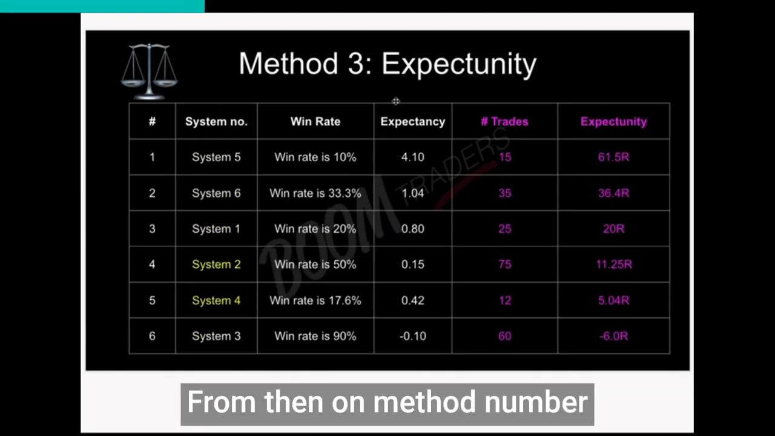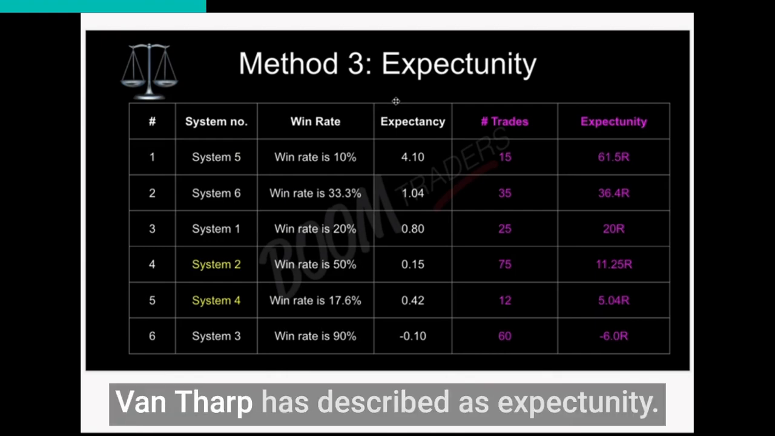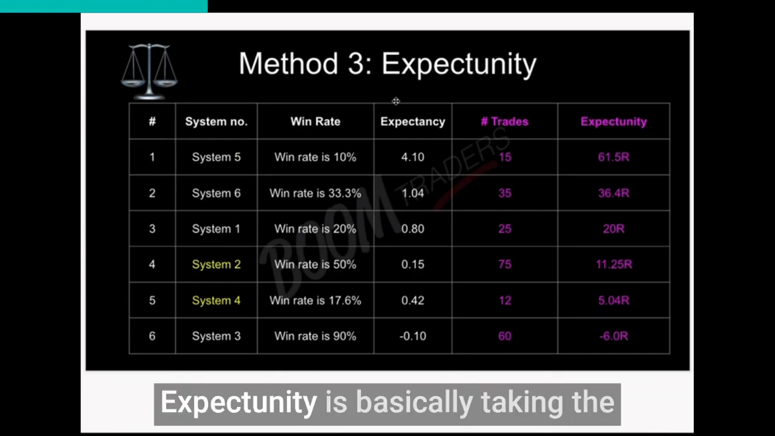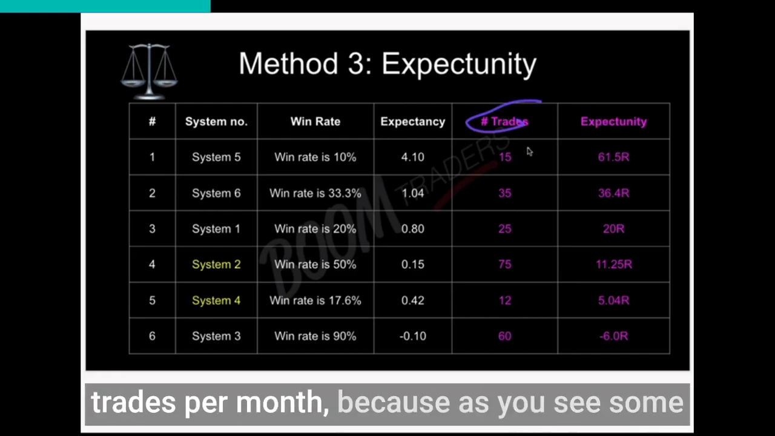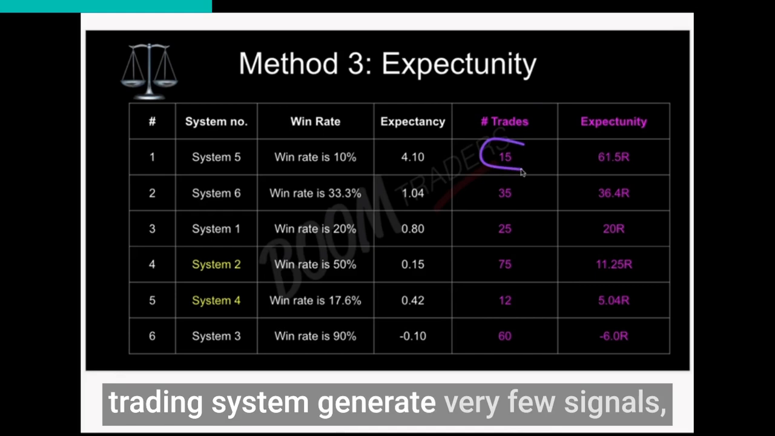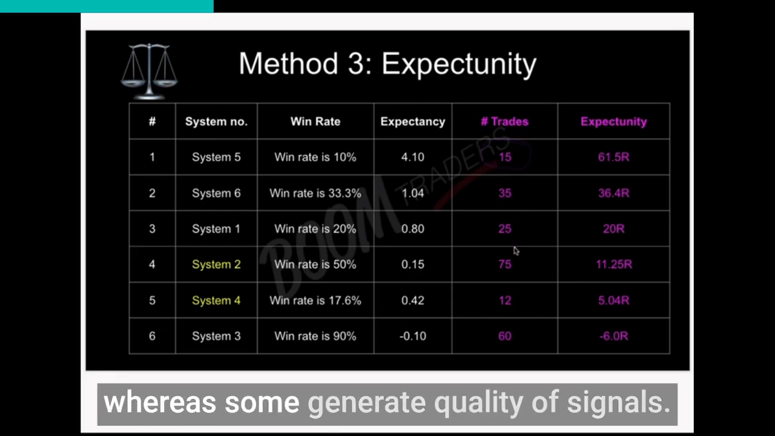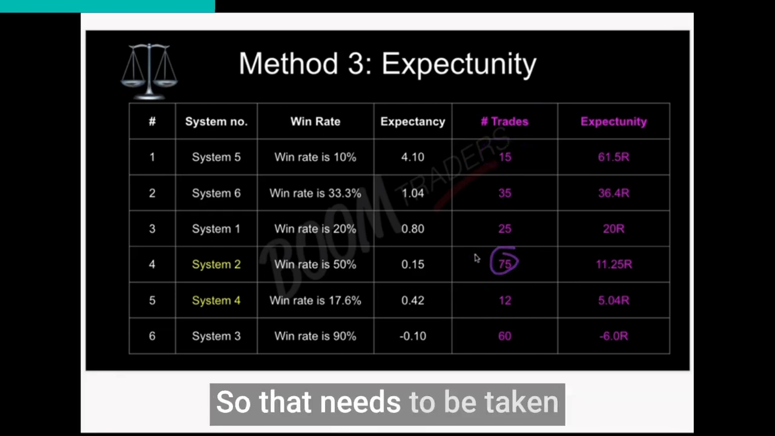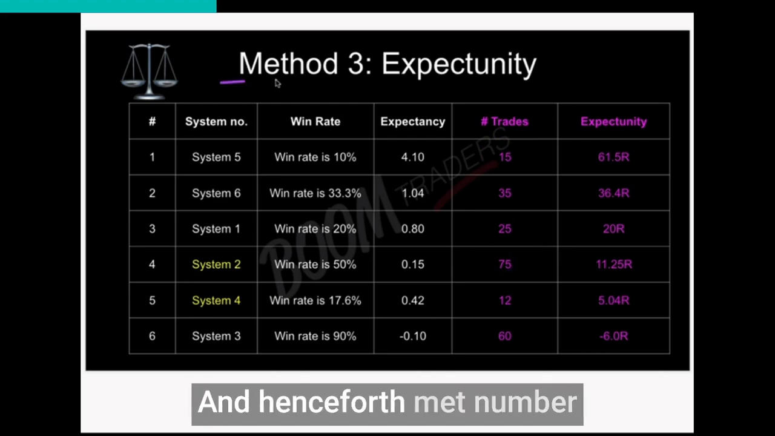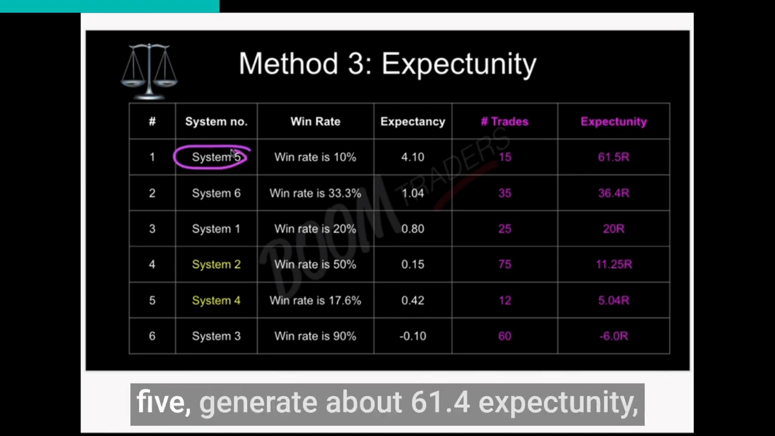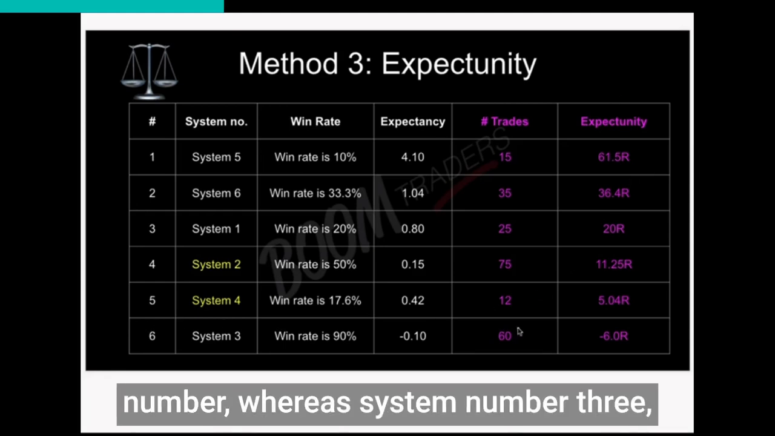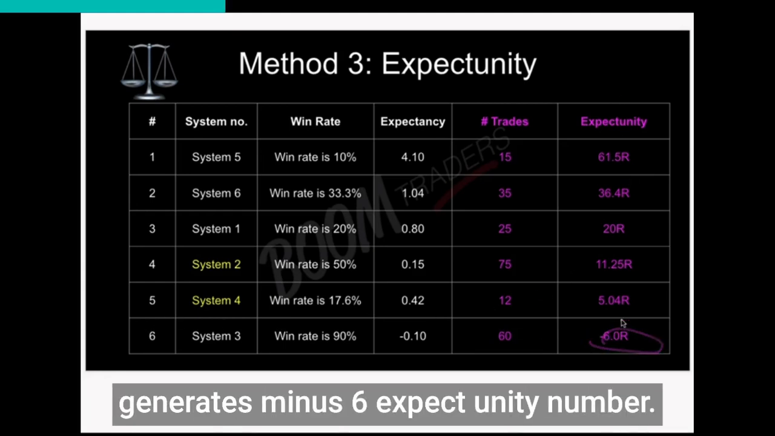From then on, method number 3 is something that Dr. Van Tharp has described as expectunity. Expectunity is basically taking the expectancy, multiplying it by the number of trades per month, because as you see, some trading systems generate very few signals, whereas some generate quite a lot of signals. So that needs to be taken into consideration as well, and hence, method number 3 is expectunity. You would see that system number 5 generates about 61.4 expectunity, whereas system number 3 generates -6.